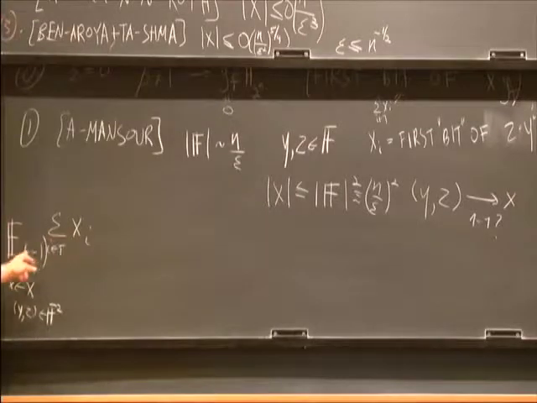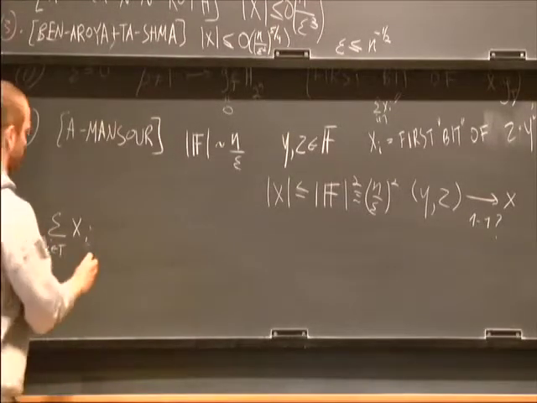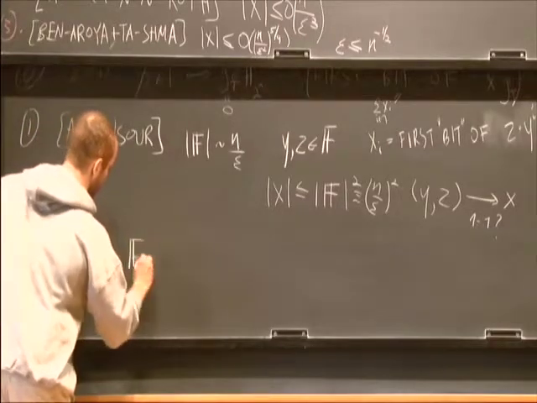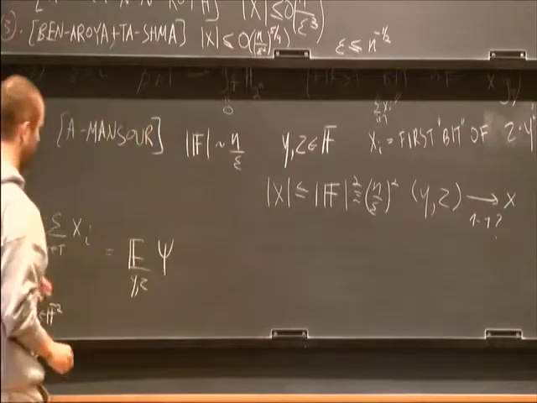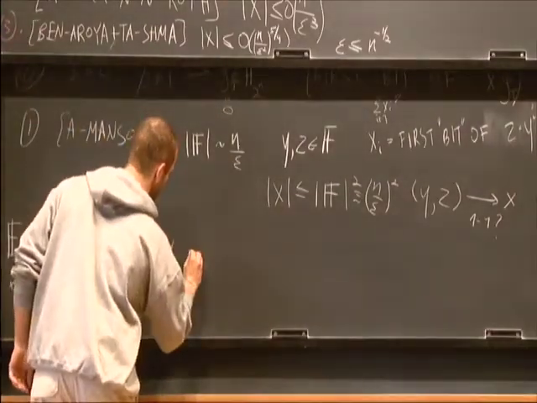So what is this thing? I will denote it generally as the expectation over y and z of something.